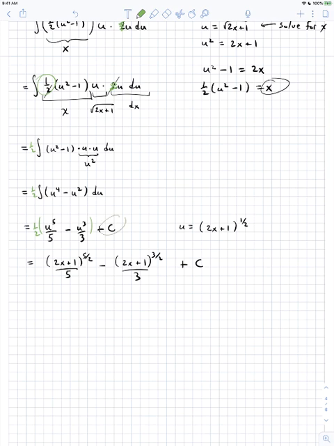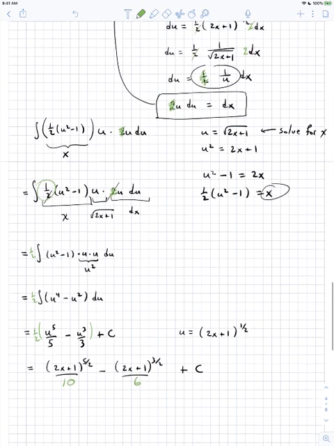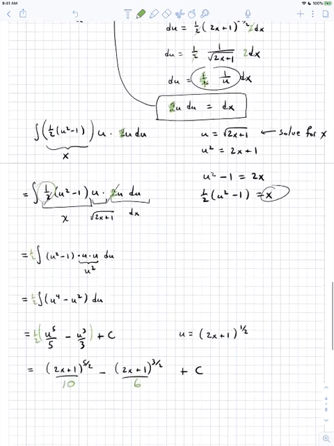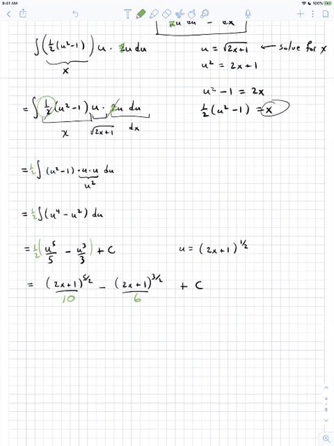Now notice I don't have to multiply the c by 1/2 because c is an arbitrary constant. So half of an arbitrary constant is still an arbitrary constant. But I do need to fix this one and that one. So those should be half of what they are, or the denominator should be twice. So that's going to be a 10, and that's going to be a 6. And now we see we have the same answer that we got last time. So that's a good indication that we've done it right.